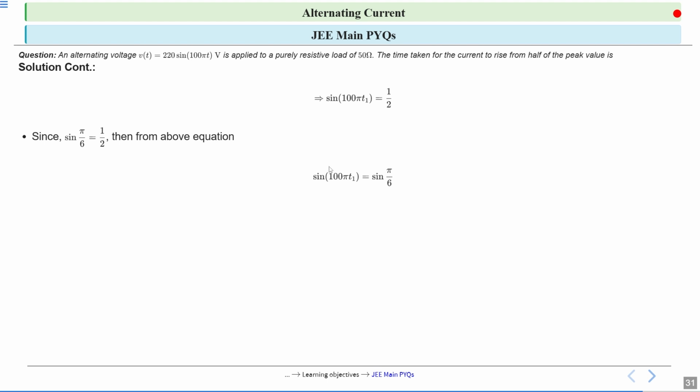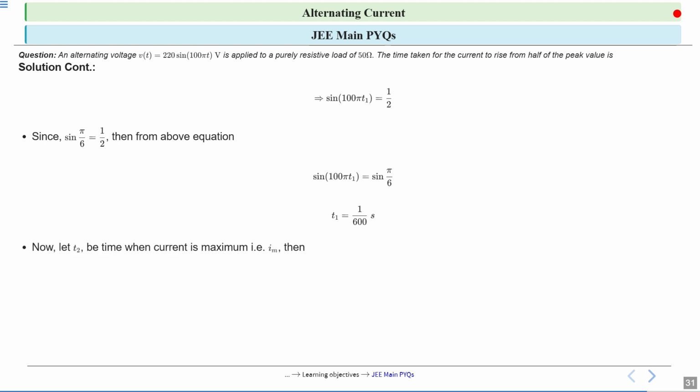Now, both sides sine are there. So arguments should be equal. So sine of 100 pi T1 equal to sine of pi by 6. That means 100 pi T1 is equal to pi by 6. Okay, so from here, pi and pi will get cancelled out and T1 will become 1 by 600 second. So current is at its half of the peak value at 1 by 600 seconds.